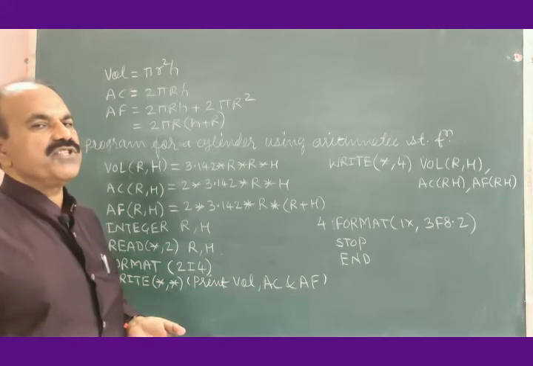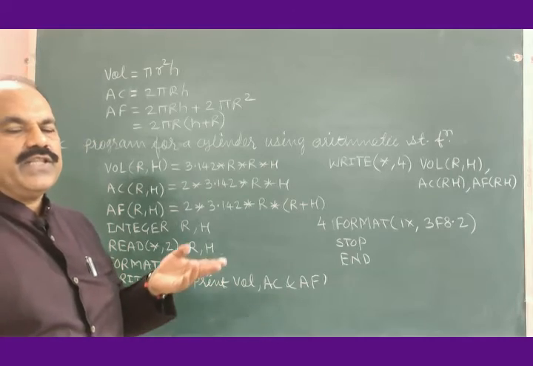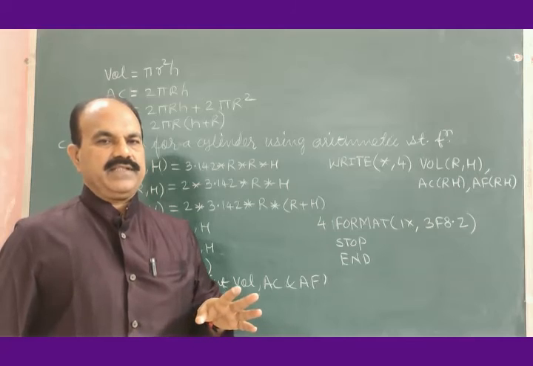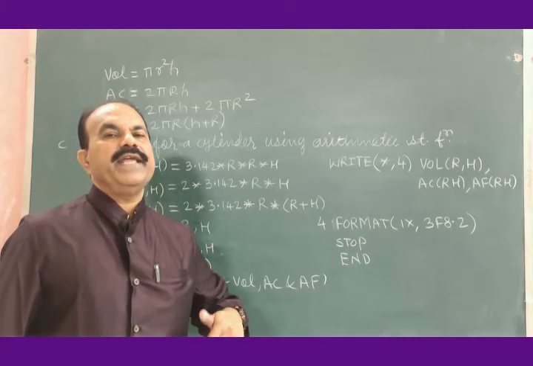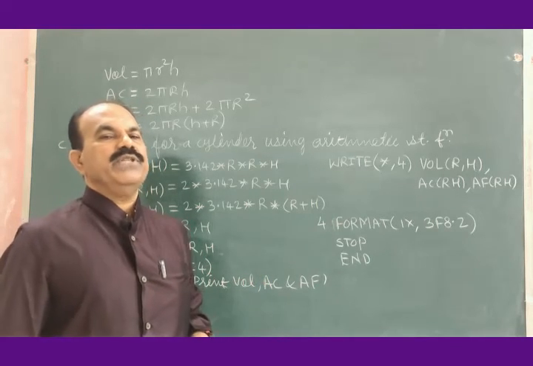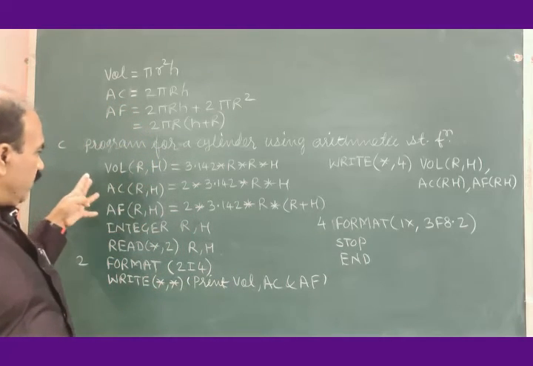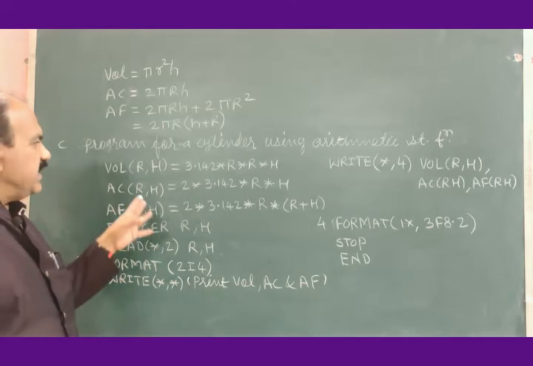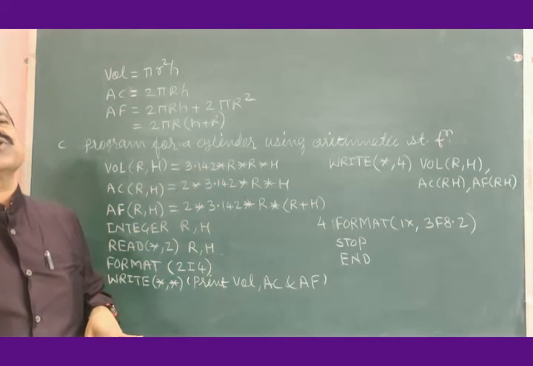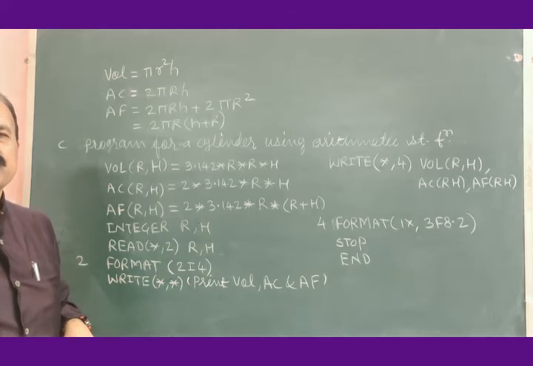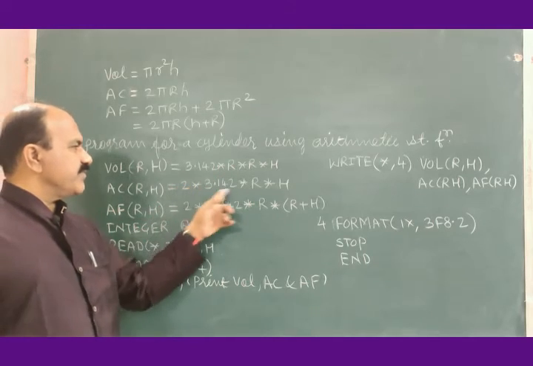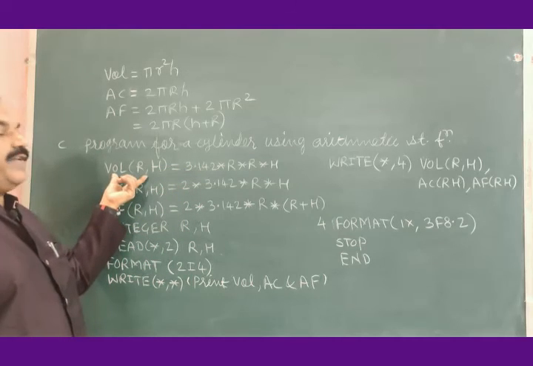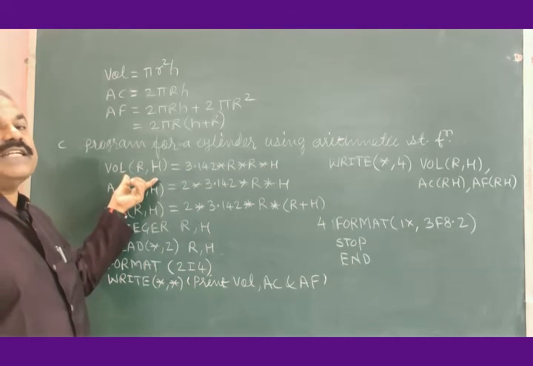the volume of the given cylinder, the area of curved surface of the given cylinder and area of full surface of the given cylinder with the help of these three arithmetic statement functions. These three arithmetic statement functions are nothing but the arithmetic equations. But how are these defined? These are defined as arithmetic statement function.